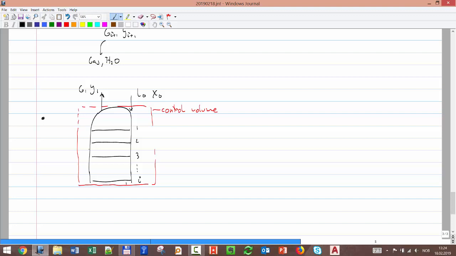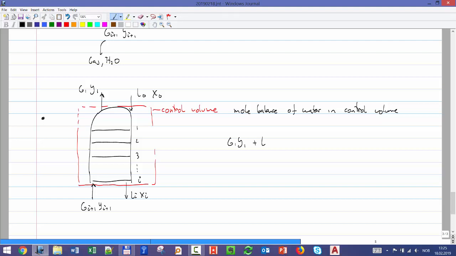What is coming out of the tray? It's Li, xi, right? And coming into the tray is Gi plus 1, yi plus 1. Correct? So then I make again a mass balance, or in reality a mole balance, of water in the control volume. That means that whatever is going out, G1, y1, plus Li xi, should be the same as what's coming in, L0, x0, plus Gi plus 1, yi plus 1. Okay?